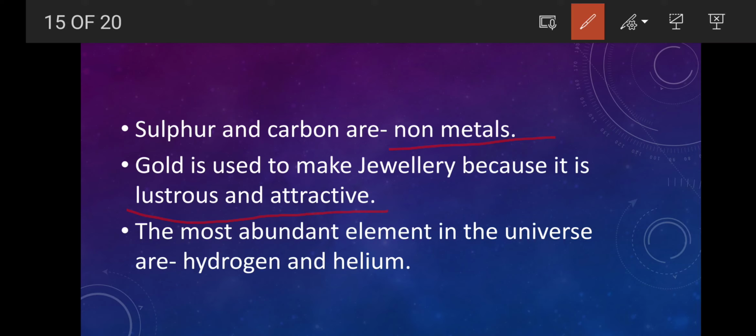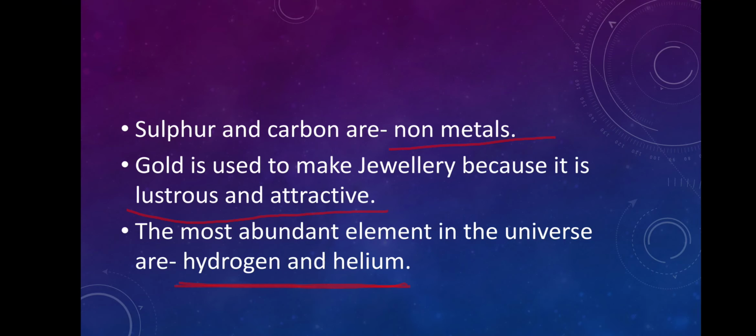Next is the most abundant element in the universe. Yes, hydrogen and helium. Suppose the options are: first option neon and argon, second one hydrogen and helium, third one aluminium and copper, and fourth one oxygen and nitrogen. Then which option will be correct? Second one. Yes, hydrogen and helium is the correct answer. Okay.